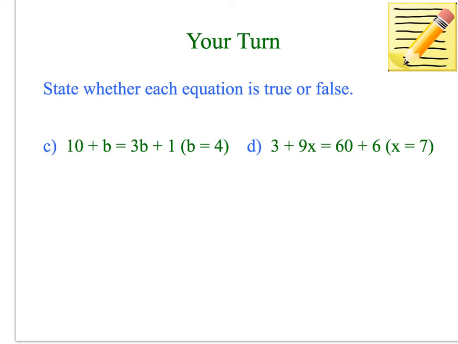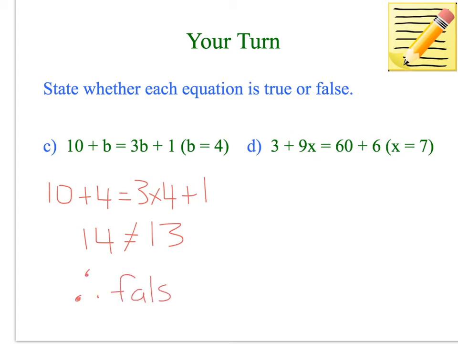So to do that, we need to rewrite the equation with substituting the value for the variable. So we would write 10 plus 4 equals 3 times 4 plus 1. Okay, so we have 14 equals 3 4s are 12 plus 1 is 13. So that does not, it is false, does not equal each other, so this one is false.